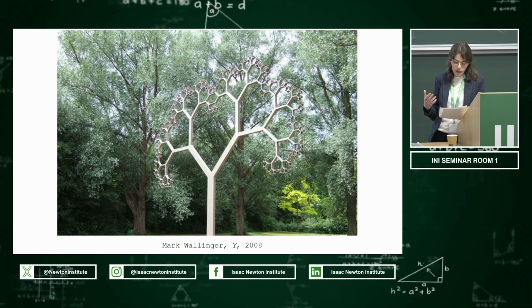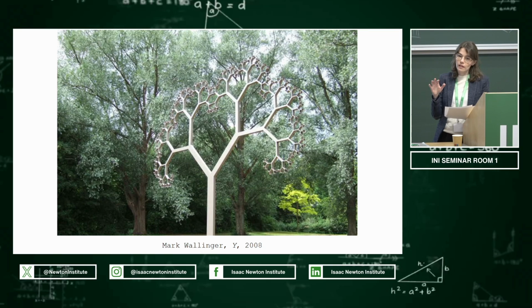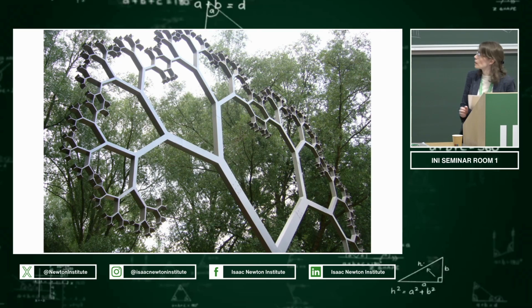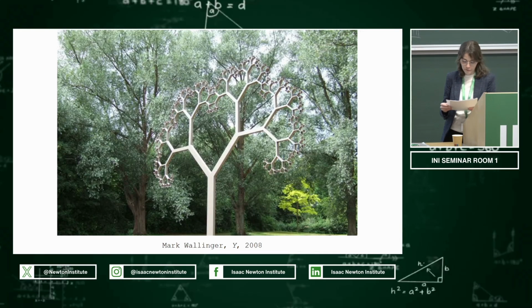Its central trunk branches out into a series of smaller and smaller versions of itself, so that within this fractal pattern, and you can see it perhaps more clearly in another image, each branch becomes a kind of mini echo of its parent form. Now, Wallinger titled the artwork Y, as in the letter of the alphabet. I'll go back and you can see the title there.